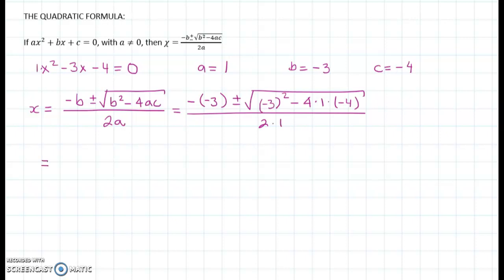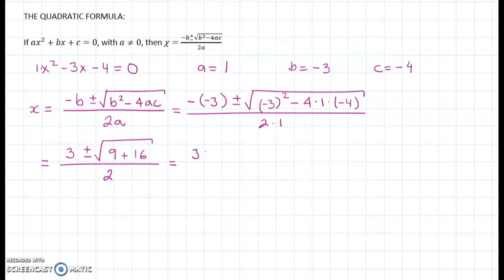So we have negative 3, that's just the number 3. And then we have plus minus, and inside the square root we have negative 3 squared, which is 9. And then we have 4 times 1 times negative 4, that's negative 16, but there is also a negative in front, so that's plus 16. And then we have all of this divided by 2 times 1, which is just 2.